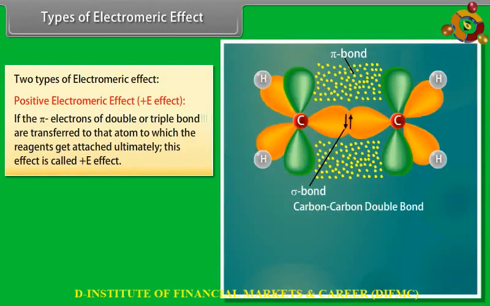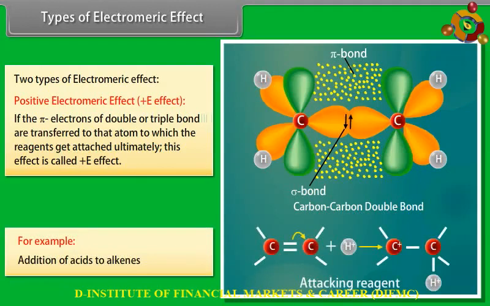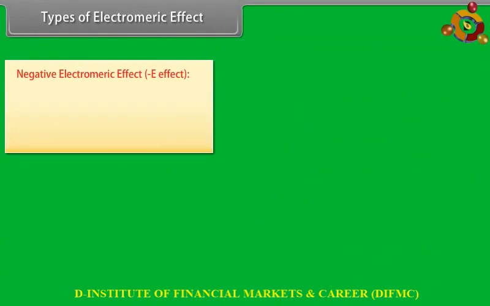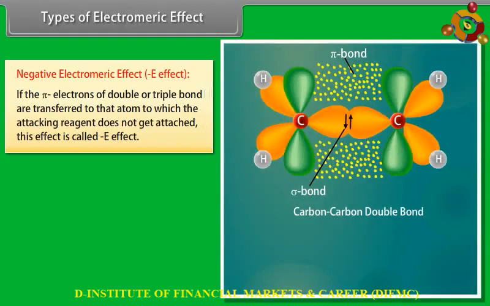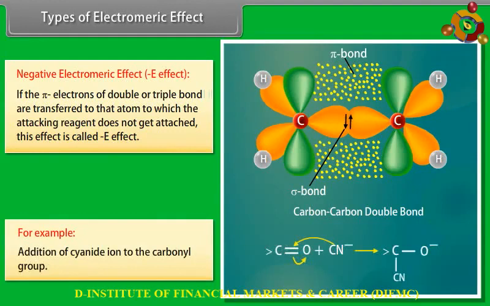If the pi electrons of a double or triple bond are transferred to that atom to which the reagent ultimately gets attached, this effect is called positive E effect. For example, addition of acids to alkenes. Negative electromeric effect, negative E effect. If the pi electrons of a double or triple bond are transferred to that atom to which the attacking reagent does not get attached, this effect is called negative electromeric effect. For example, addition of cyanide ion to the carbonyl group.